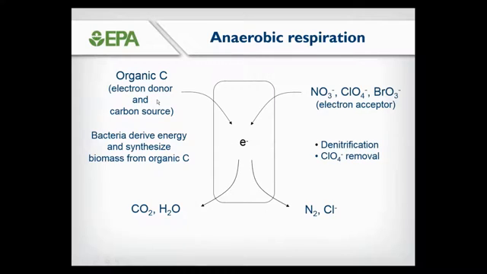Anaerobic respiration, once again, you'll have some type of organic carbon serving as an electron donor and a carbon source. And then you can have oxidized inorganic compounds such as nitrate or perchlorate or bromate, which serve as an electron acceptor. Once again, bacteria derive energy and synthesize biomass from the organic carbon, and byproducts include carbon dioxide and water. If the reduction process of the nitrate, the perchlorate, or the bromate goes to completion, for nitrate you end up with molecular nitrogen as the end product. For perchlorate, you end up with chloride as the end product. And for bromate, I don't have it here, but you end up with bromide as the end product of the reaction.